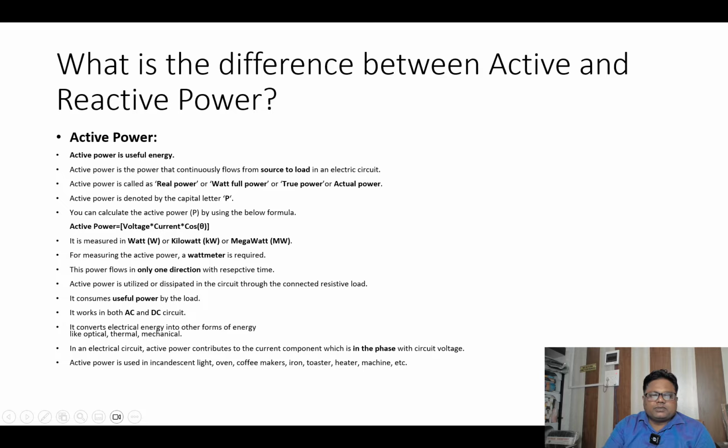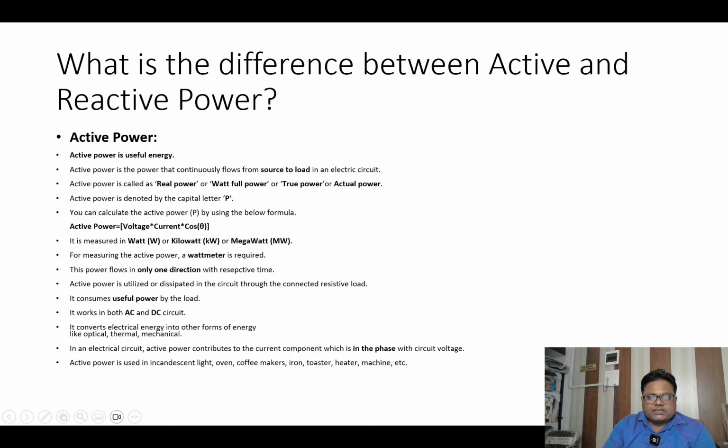The power flows in only one direction with respect to time. Active power is utilized, dissipated in the circuit through the connected resistive load. It consumes useful power by the load. It works in both AC and DC circuits. It converts electrical energy into other forms of energy like optical, thermal, and mechanical.